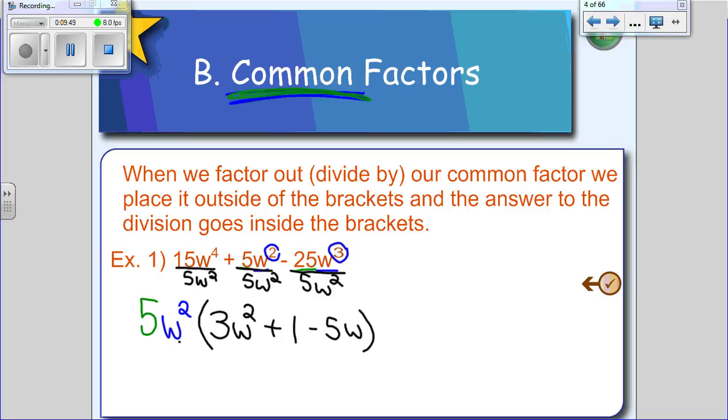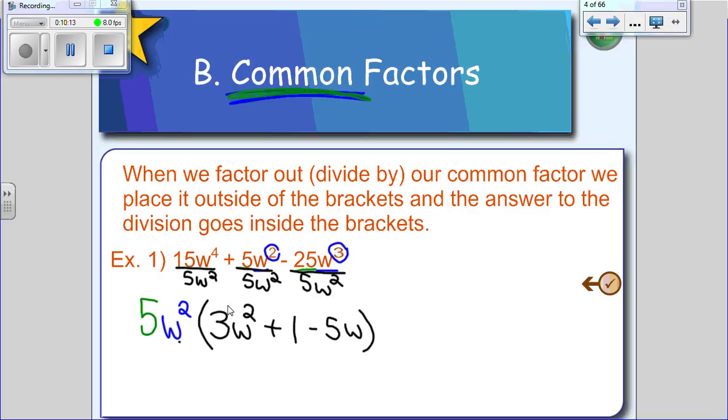If you want to check your answer, you would look at your answer and multiply that back into all three terms, and that would show you that you did it right. You should get the exact same thing as the original question.